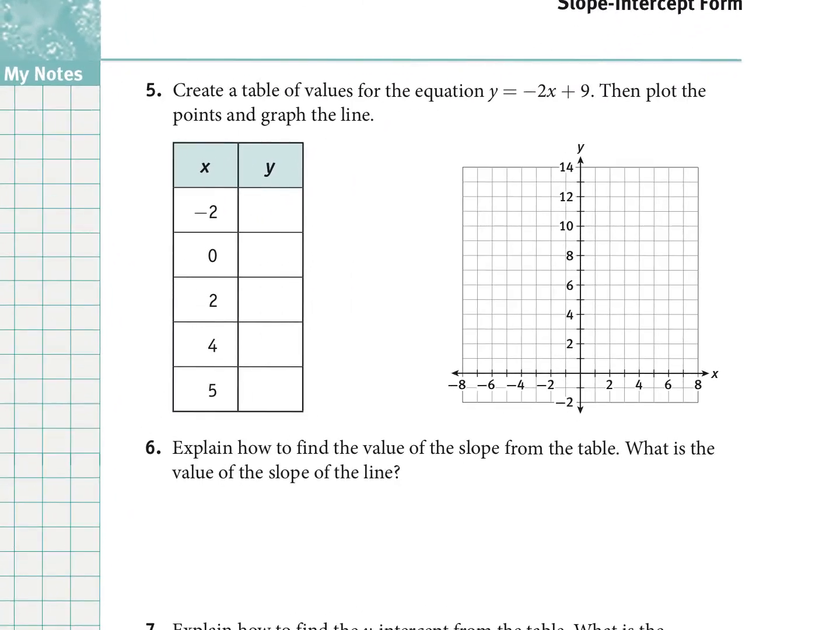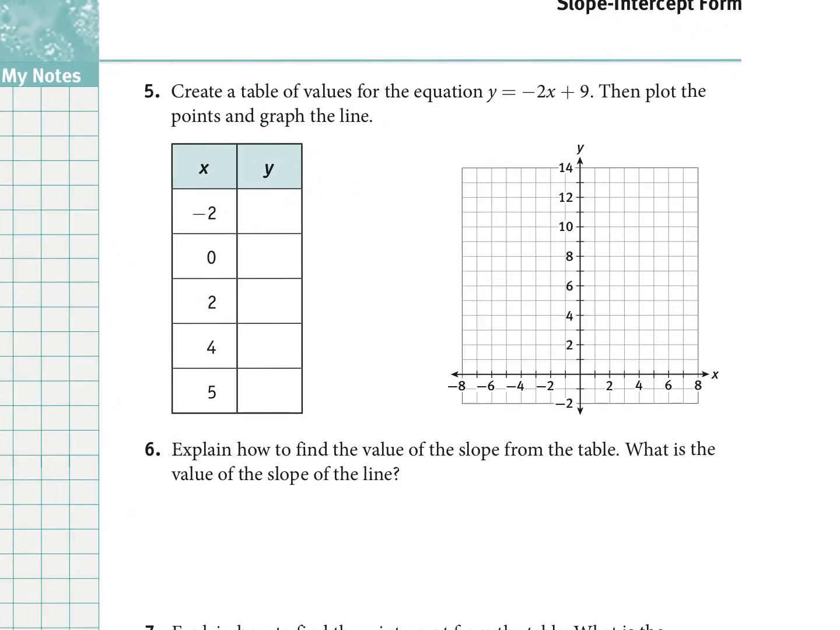So let's zoom into that. It's asking us to create a table of values for the following equation. So here's our equation: y equals -2x plus 9. And then it wants us to plot the points and graph the line. I'm going to do the first part with you in the table, and I'm going to have you practice plotting those points. If we're coming up with the x values, we are going to plug those values in for x in our equation to solve for y. That might require a little bit of work over in the margin right here.